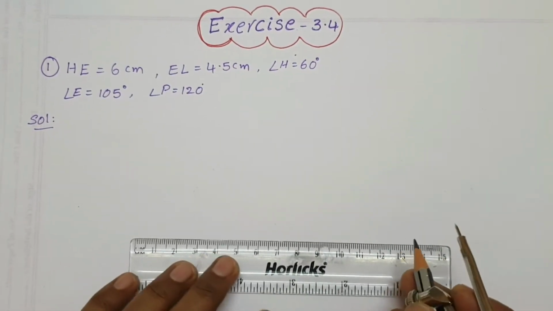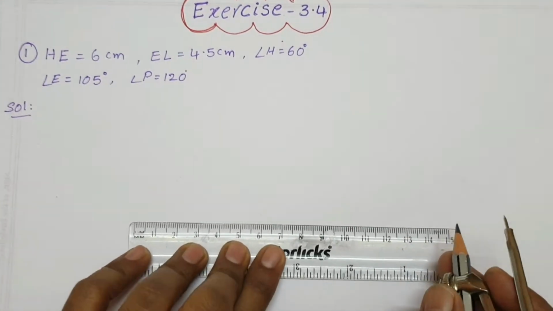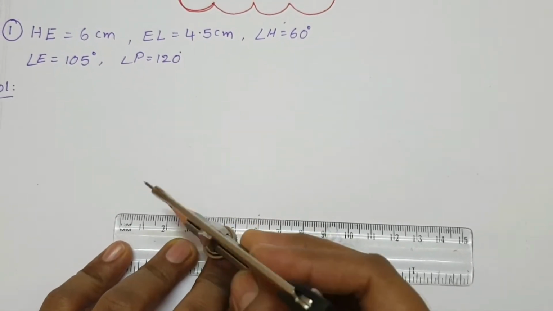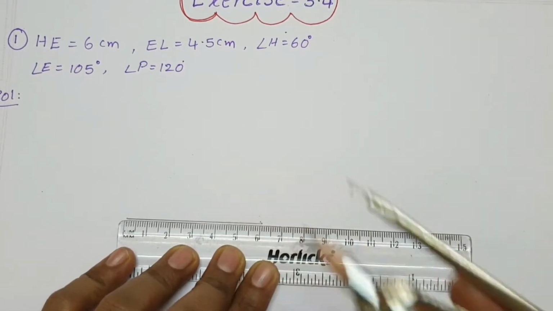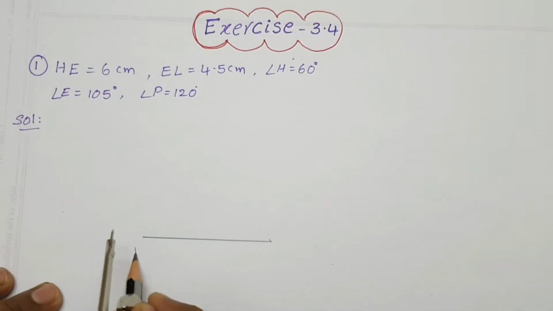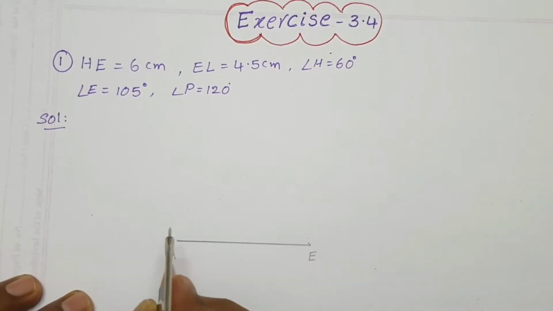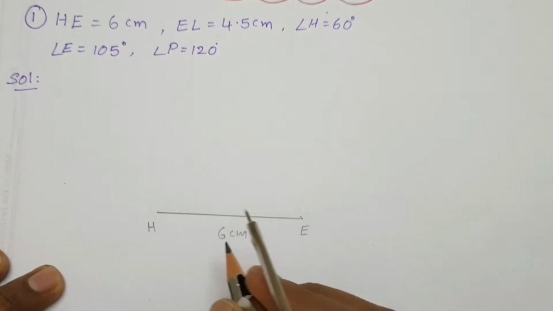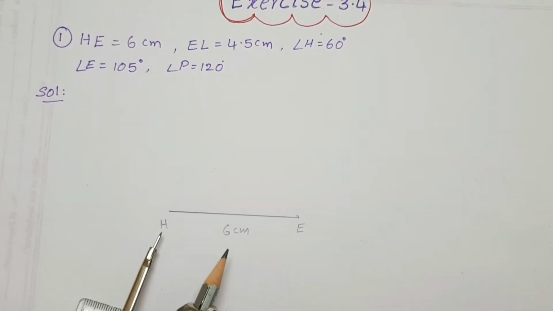So first one, HE. Draw a line segment HE, 6 centimeters. See here, 6 centimeters. HE, 6 centimeters. Next, angle H, 60 degrees.